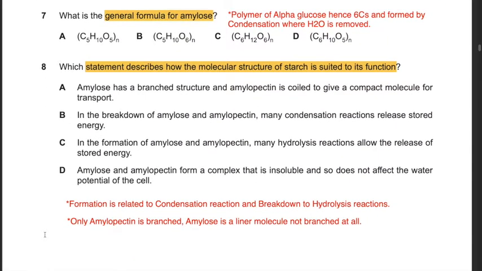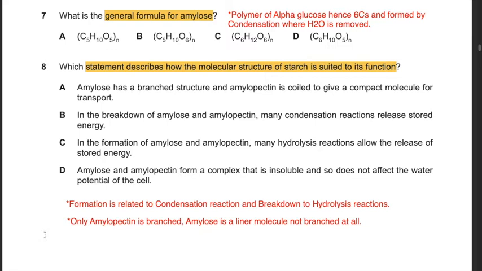Question 7. What is the general formula for amylose? Amylose is a polymer of alpha glucose, hence it will have 6 carbon atoms, and it is formed by a process known as condensation, where a water molecule is removed or formed. And if you go to the answers A, B, C and D, answers A and B are incorrect because they have 5 carbon atoms. However, the answer should have 6 carbon atoms.